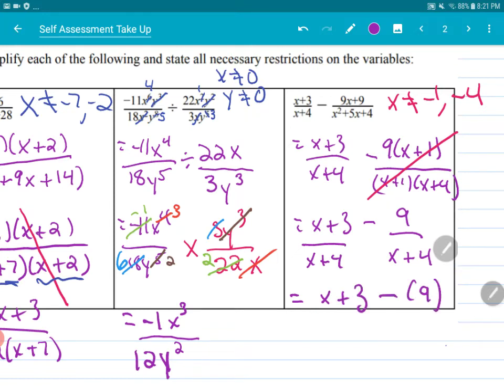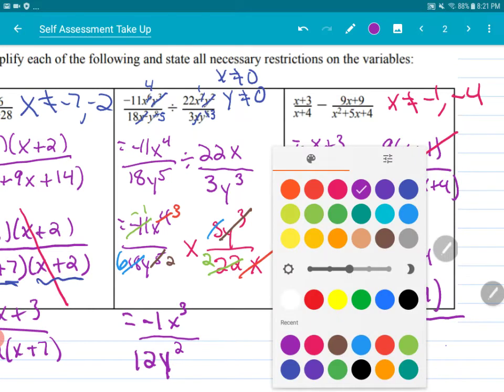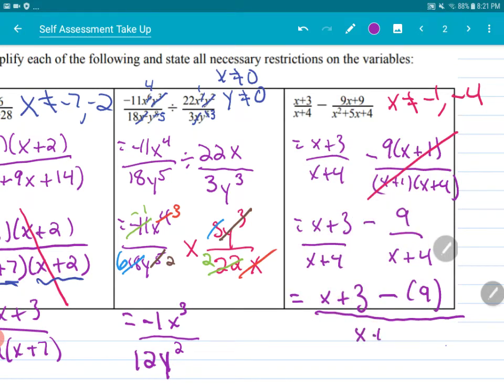Do I really need to put 9 in brackets? No, but I do want to have it in brackets if there were more things in that numerator. So it's a good habit to get into. Alright, so we want to collect the like terms there. x plus 3 minus 9 gives us x minus 6 over x plus 4. And that is as simplified as it can possibly get.